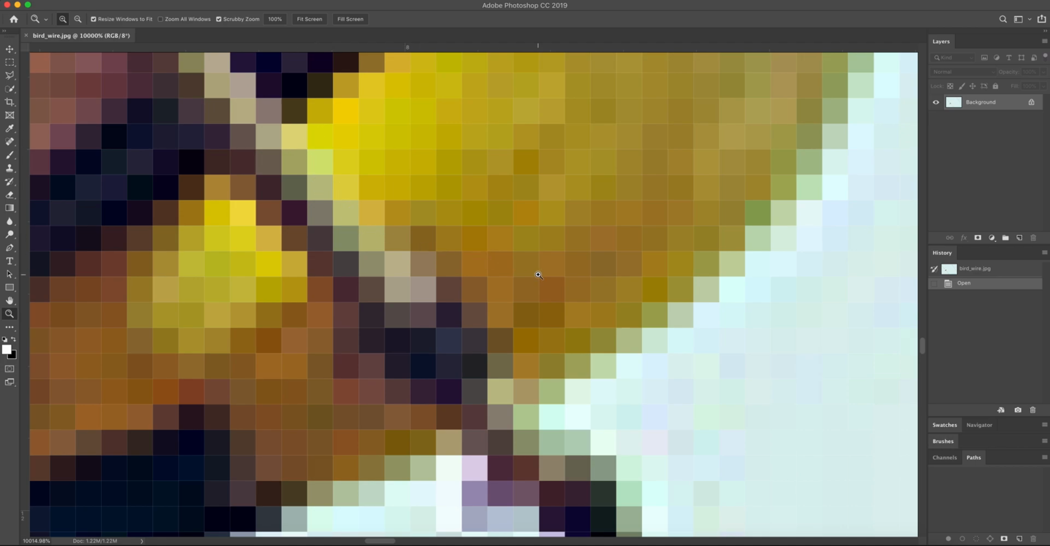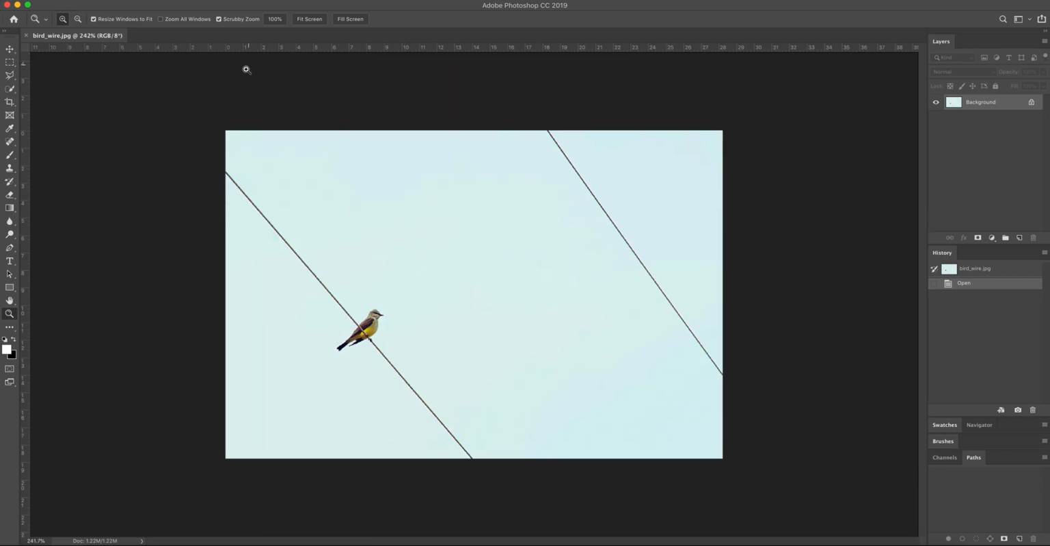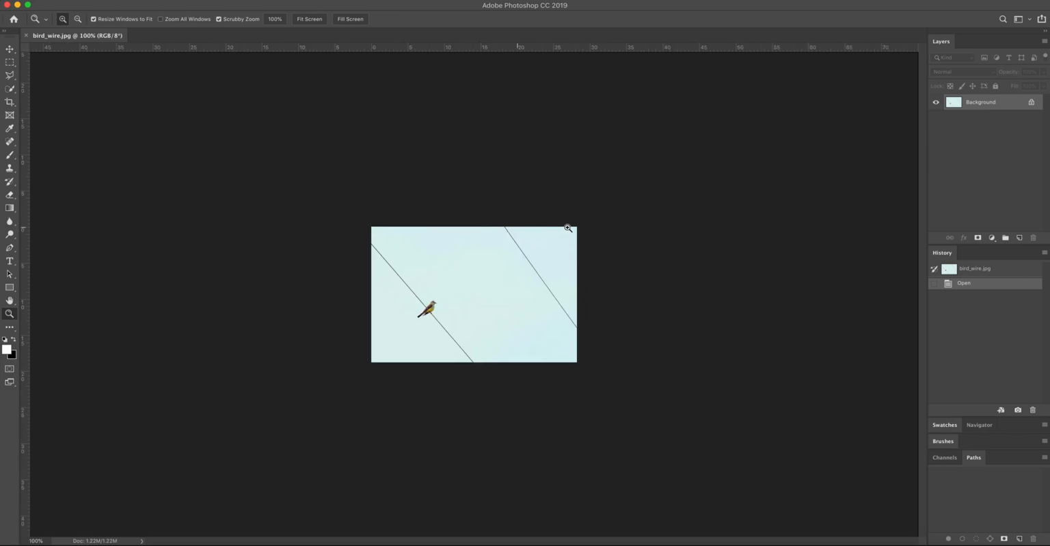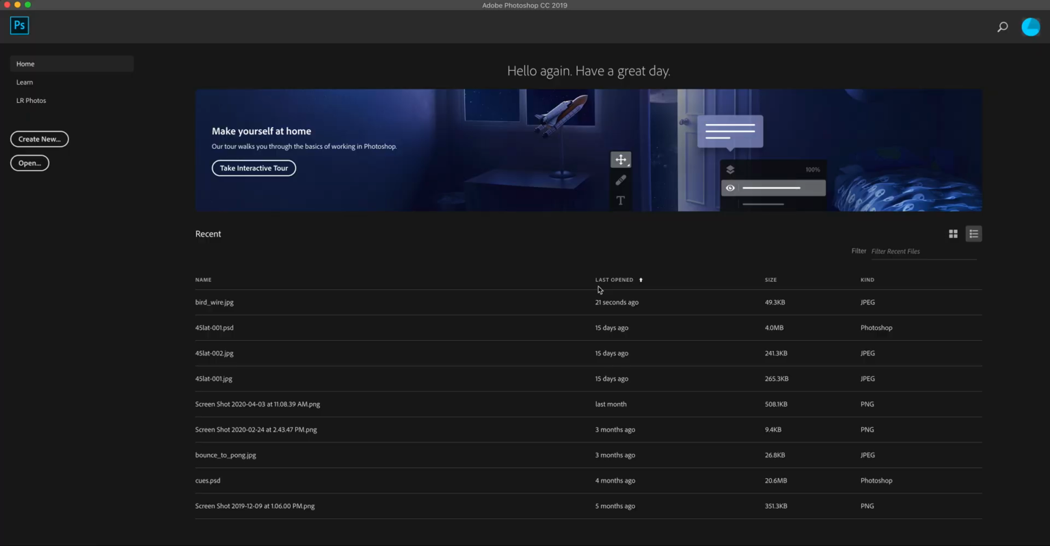This is actually a very low res image. This is not a high res image at all. This is only, I think, 800 pixels across. So that's a really, really small image. In a high resolution, this would be much, much more detail. So I'm going to close that and come back.